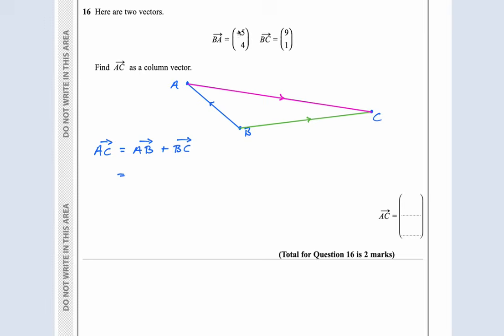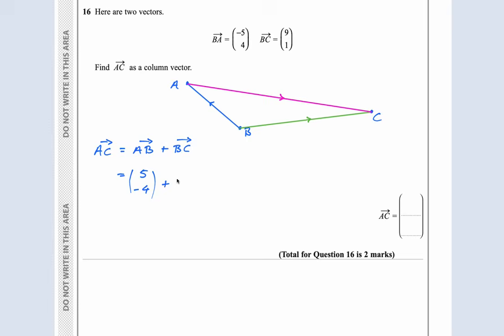But if BA is minus 5, 4, AB is the negative of that. So AB is going to be 5, negative 4. Because we're going the opposite direction, we just put a negative in both of these. So negative 5, which is plus, minus, minus, plus, and negative 4 is just negative 4.